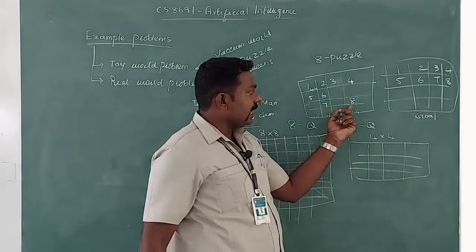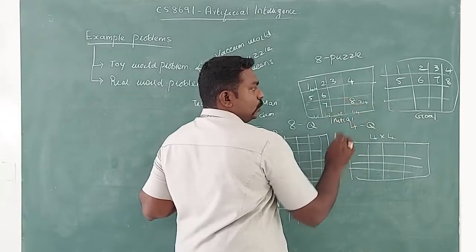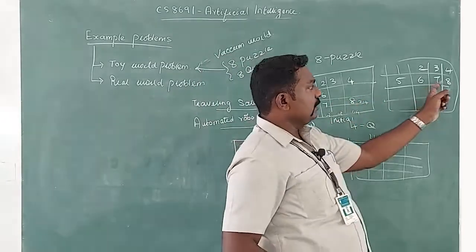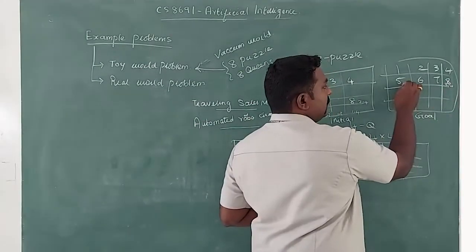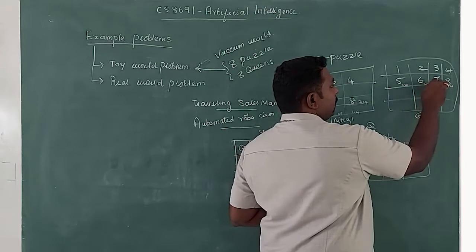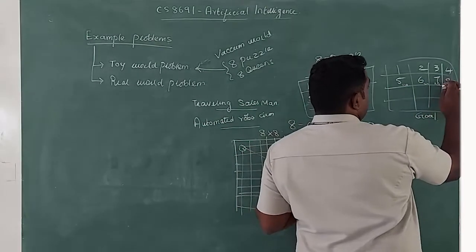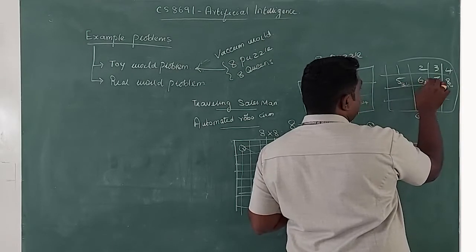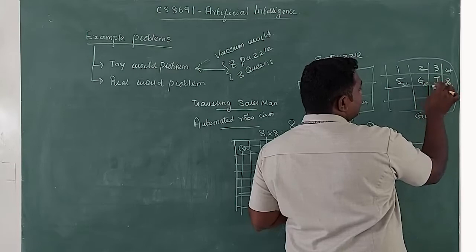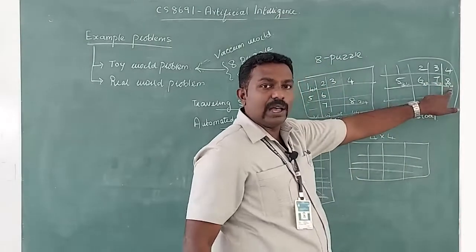Whereas if you see this 8, it is present in 2 comma 4. So this position is 2 comma 4. Whereas in the goal state, it is present in 3 comma 4. This is 1 comma 4, 2 comma 4, 3 comma 4. Sorry, 3 comma 1, 3 comma 2, and this is 3 comma 3. So it is present in the position 3 comma 4.